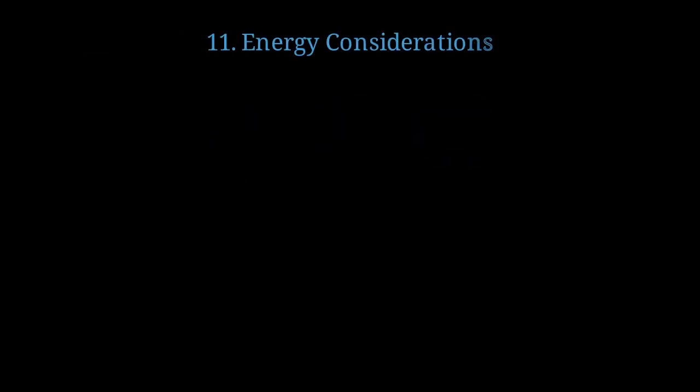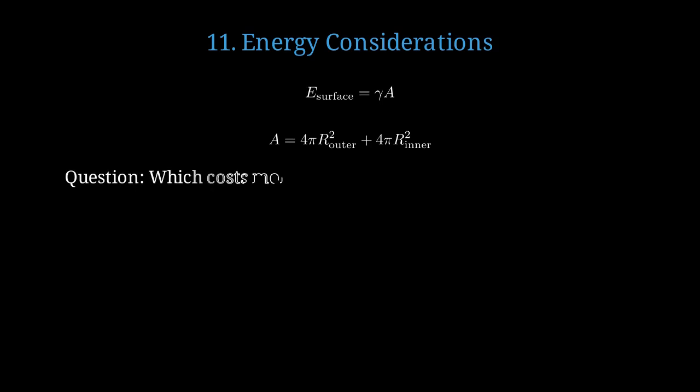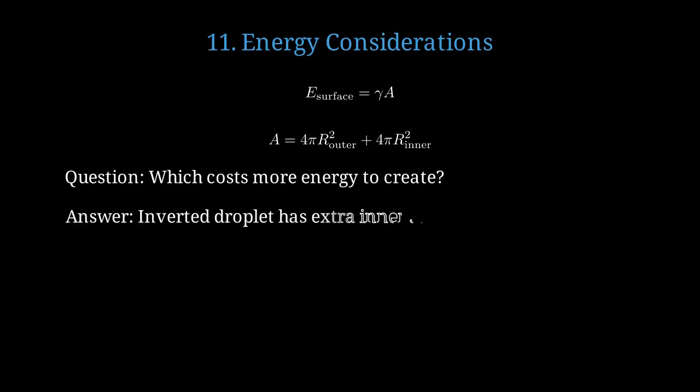Let's analyze the energy involved in creating and maintaining inverted droplets. Surface energy equals surface tension times total surface area. For an inverted droplet, area includes both outer and inner surfaces: 4 pi r outer squared plus 4 pi r inner squared. Which costs more energy, a normal droplet or an inverted droplet of the same size? The inverted droplet costs more energy because it has an additional inner surface that a normal droplet lacks.